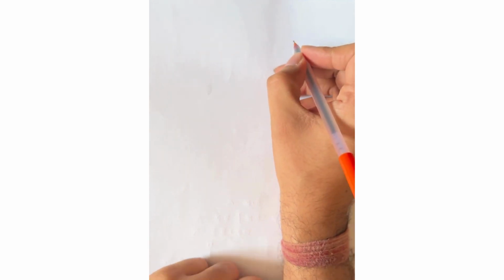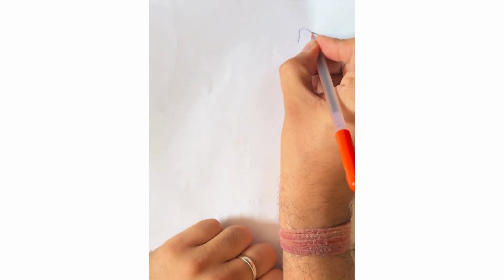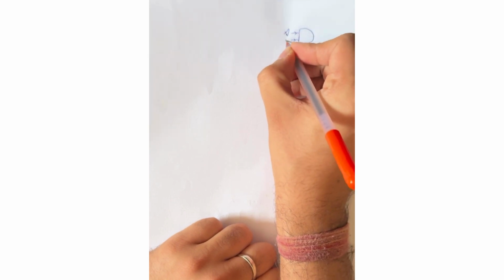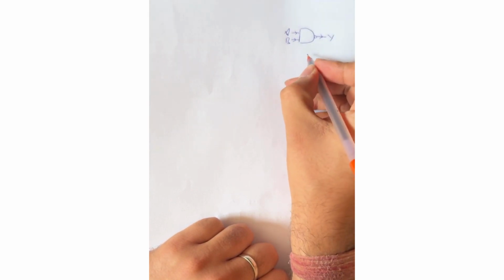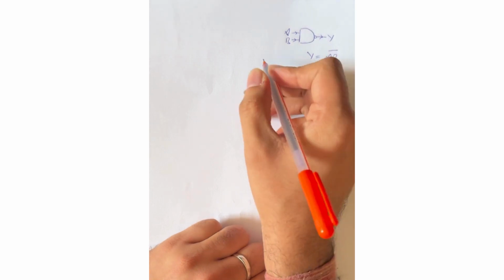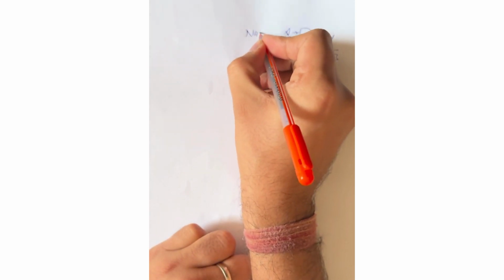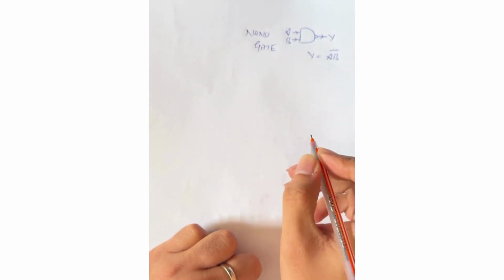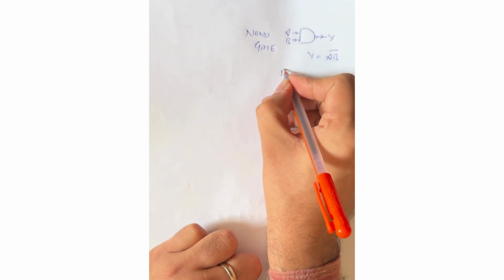Now coming to the NAND gate. So the Boolean expression is Y equal to AB whole bar. This is my NAND gate. Now coming to the truth table.